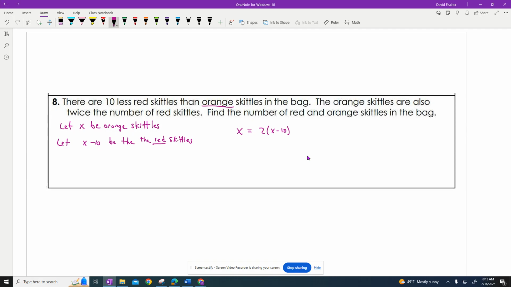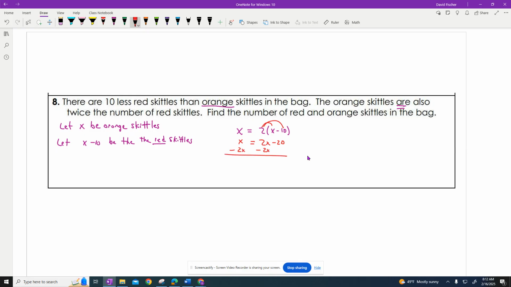So let's see if this makes sense. There are 10 less red Skittles than orange Skittles. I don't know the orange, so I want 10 less than that in the bag. The orange Skittles are twice the number of the red Skittles. Yeah, I think I like this. This is our first one where we have an x by itself on this side, and then we've got some work to do on this side. I think we got it right. Let's just see if it works. Got to multiply 2 times everything inside the parentheses. And let's get that x by itself.